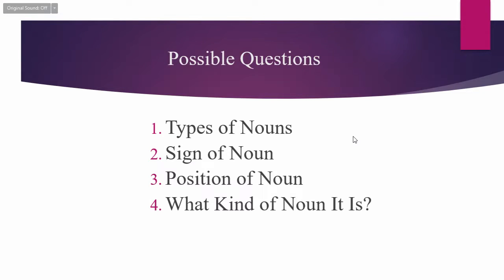Then there is the position of noun, that where does it sit or stand in a sentence. Then what kind of noun it is. Like you will have to identify what kind of noun it is, and you will do that when you know the right classifications. So can you tell me how many types of noun are there?